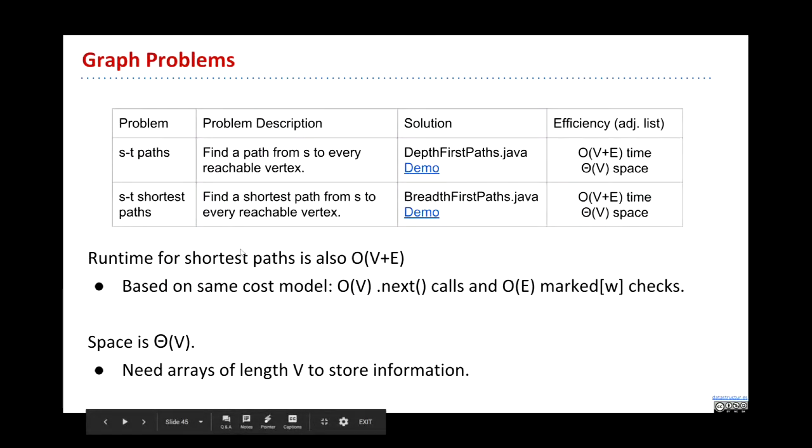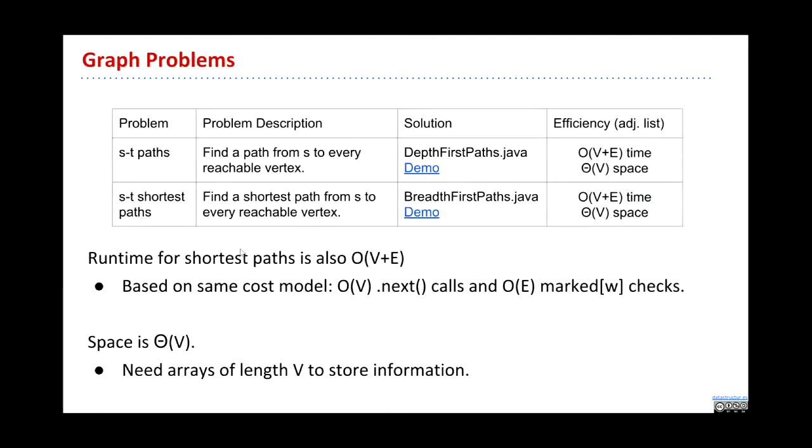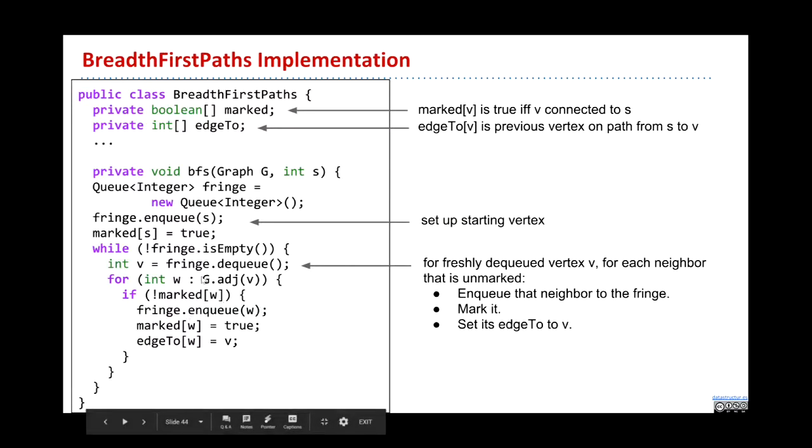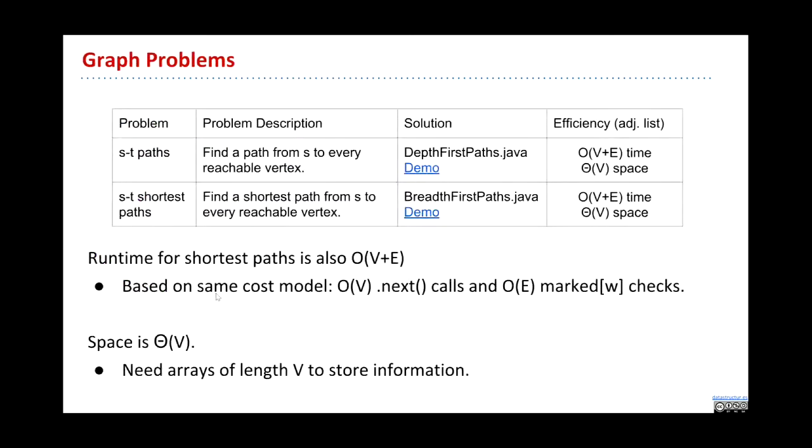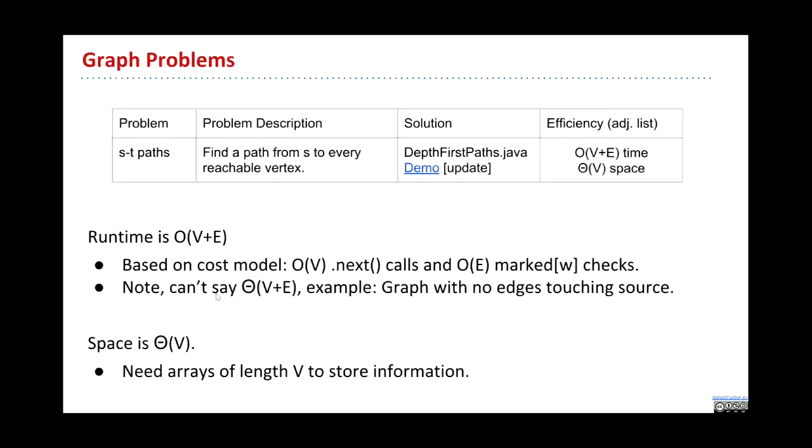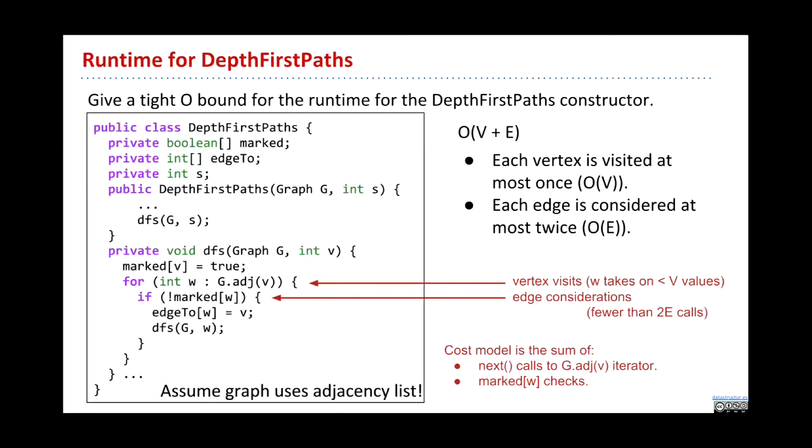Now it turns out that the runtime for shortest paths, for breadth first paths, is the exact same thing. Its constructor is also V plus E, and in this case, it's the same cost model. You're counting the number of next calls, basically, inside this. It's almost the same, I should say. So you're counting the number of next calls here and marked checks. Okay, so it's a very, very similar idea. And if you understand this, which I do not expect you to at this moment, breadth first paths is very close.